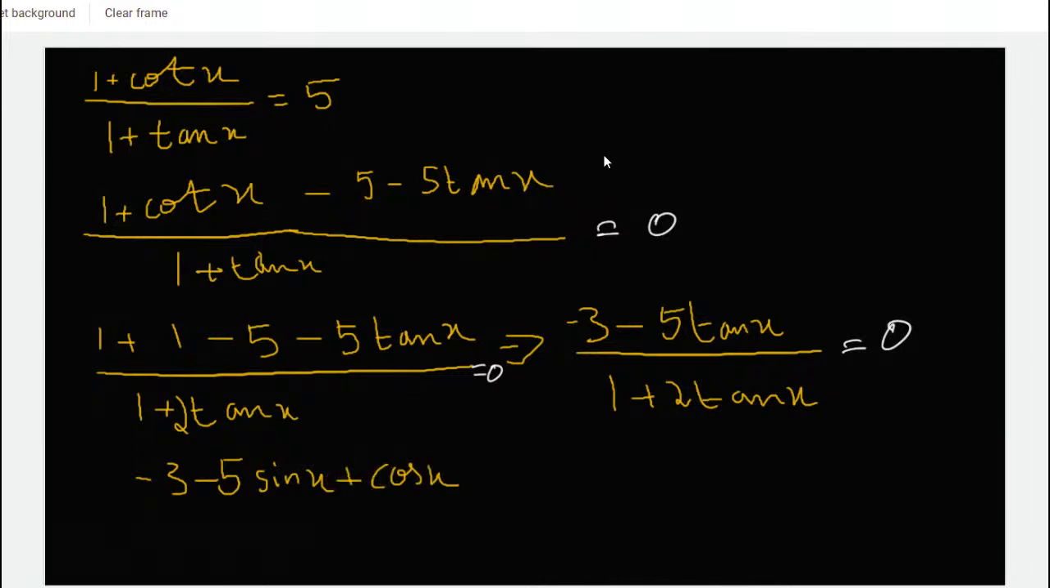Can you explain this step? Just stop. You wouldn't get it. This is what I should have said. See, I just made cot x into 1 by tan x, so tan x came down and 1 was still up, so this is 1.